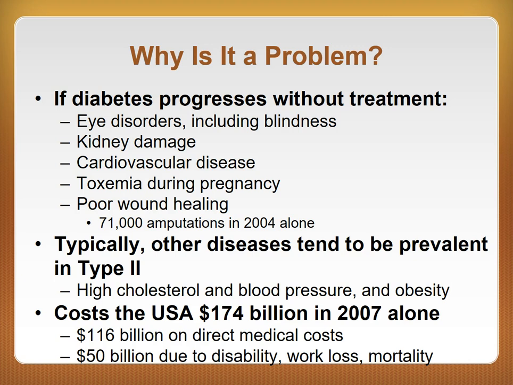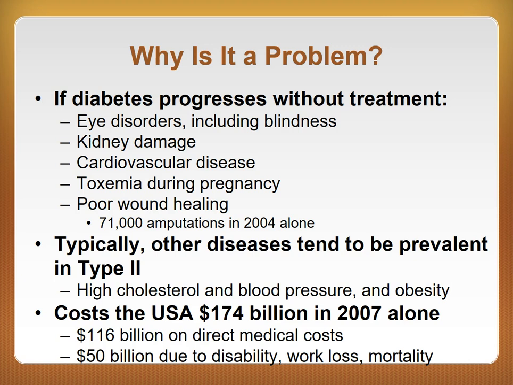Why is diabetes a problem? Diabetes is the leading cause of adult blindness, end-stage kidney failure, and non-traumatic amputation in the U.S. It increases the risk of hypertension, stroke, and coronary heart disease mortality 2 to 4 times each. In fact, type 2 diabetes is positively associated with many chronic diseases like coronary artery and peripheral vascular disease, cerebral vascular disease and stroke, hypertension, kidney disease, eye disorders, including blindness, and toxemia during pregnancy. That is, other diseases tend to be prevalent in patients with type 2 diabetes.